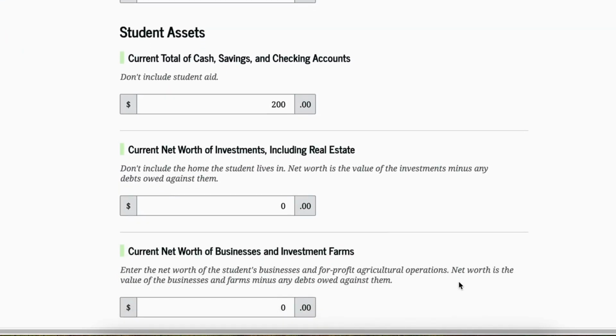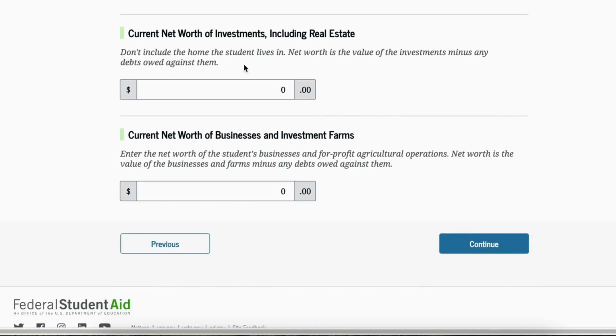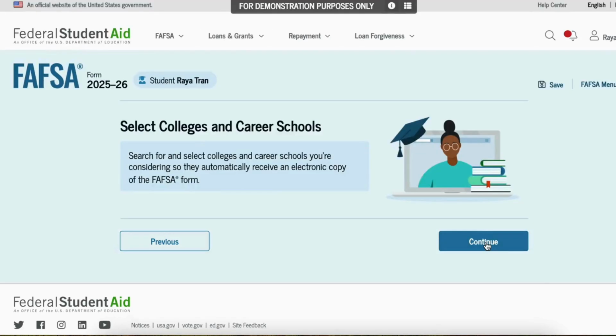Child support, student assets, so you're going to put in how much money you have in the bank. So this is total of cash, savings, and checking accounts. Your net worth of investments in real estate and investment farms, those are probably going to be 0. You're going to click continue.